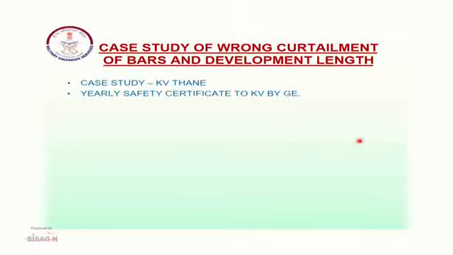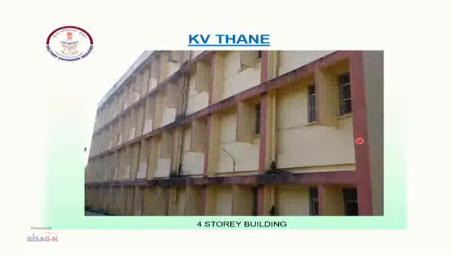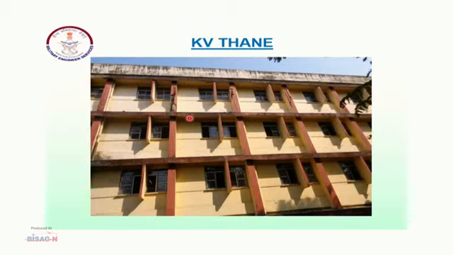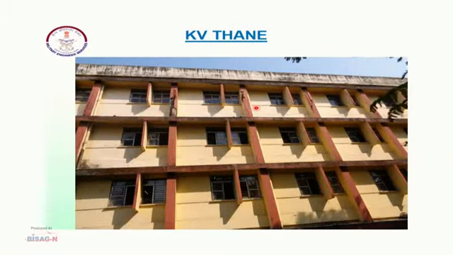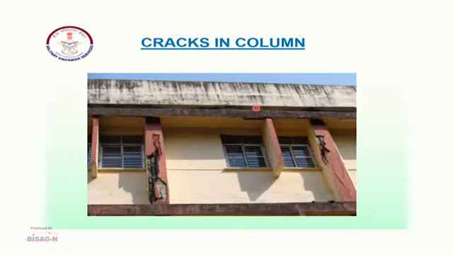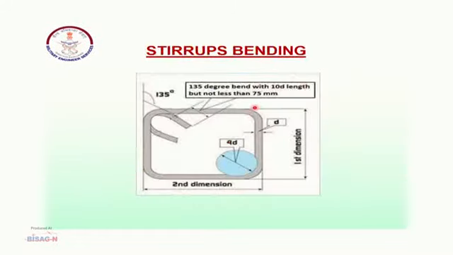I was part of a team which went to KV Thane. The KV building was only 12 to 13 years old, and there was a problem of development length. Now that building has been vacated, because we found that after 2 stories there is no proper development length, and the column is not transferring the load of the top 2 stories to the bottom story, and there were so many cracks which are not possible to repair. Now this building has been vacated and a new building is going to be constructed. This is due to insufficient cover.